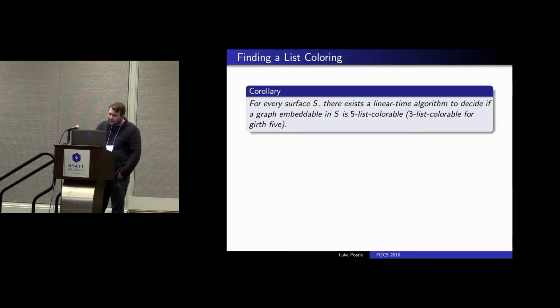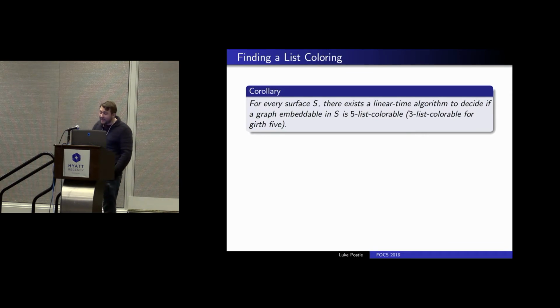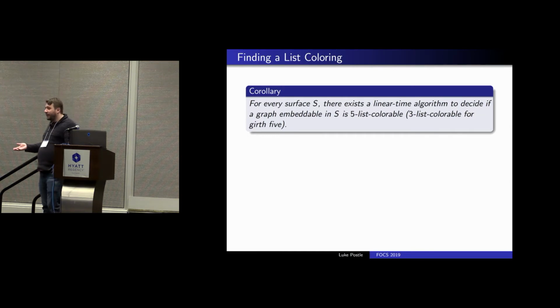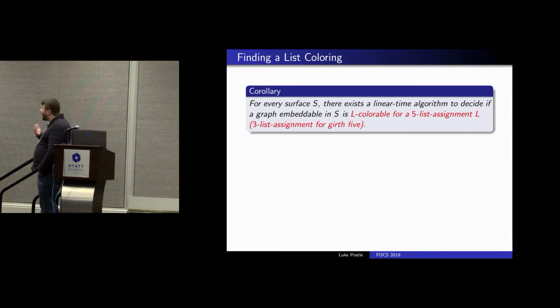Now, why would you care about those? Well, it has immediate algorithmic implications. Namely, you get the corollary that for every surface S, there's a linear time algorithm to decide if a graph embedded in S is 5-list colorable, or 3-list colorable for girth 5. Simply, you just test all the critical graphs, and you can do that in linear time on surfaces. And you can even decide if it's actually L-colorable for a given assignment L. So you can also do that.